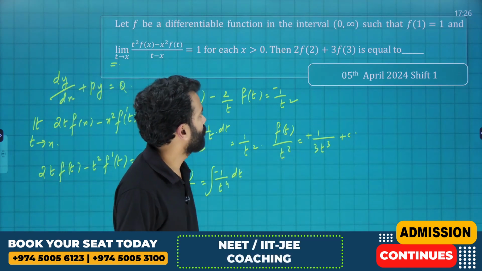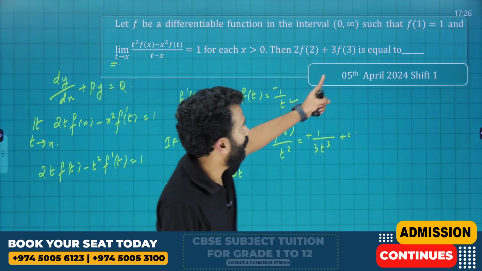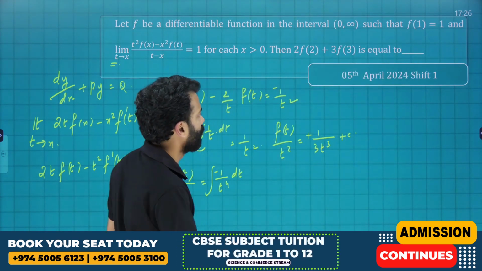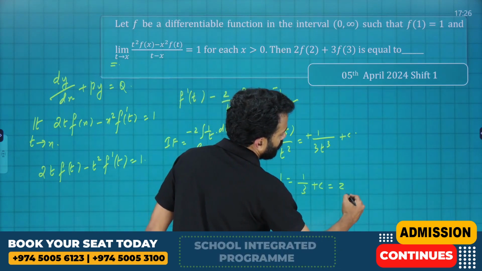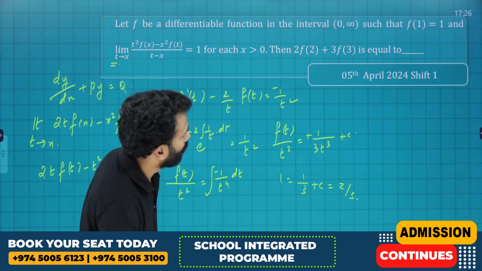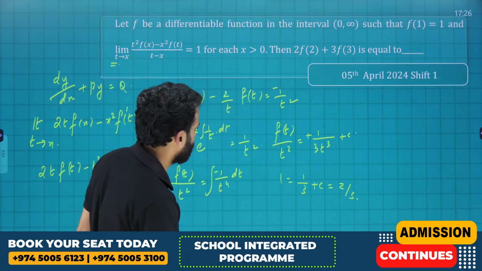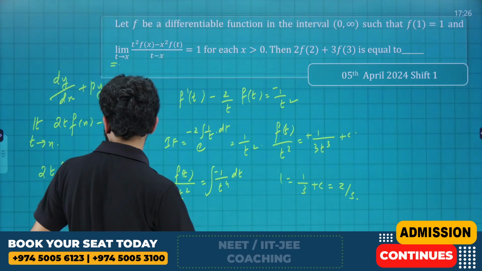Okay, it's done. Then we need to find c. For that, they have given this data, f of 1 is equal to 1. That is 1 is equal to 1 by 3 plus c. That is c is equal to what? 2 by 3. Therefore, we can apply 2 by 3 over here, in the next slide.